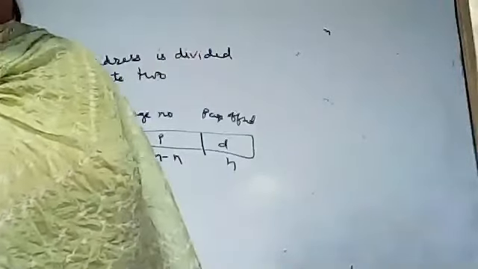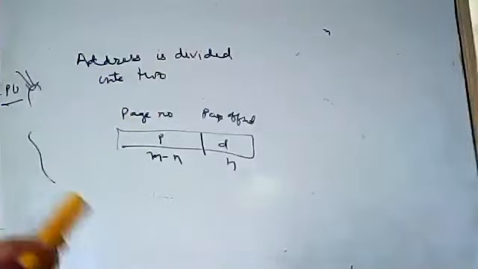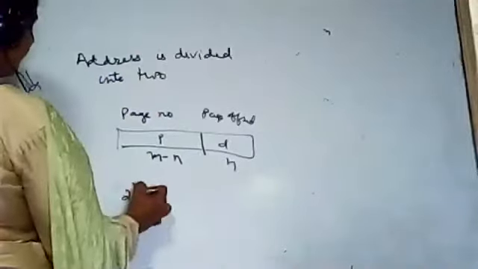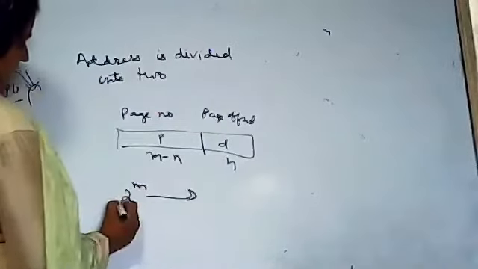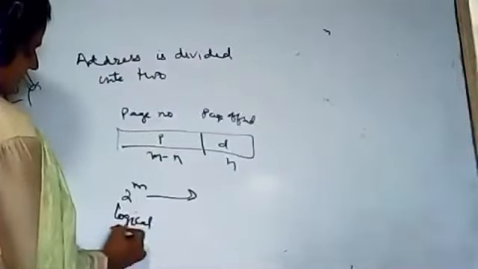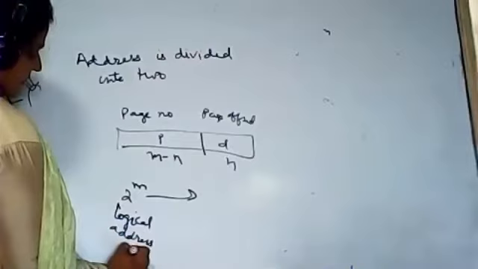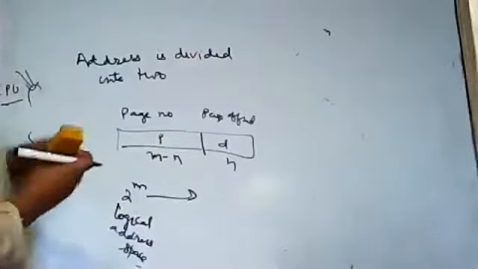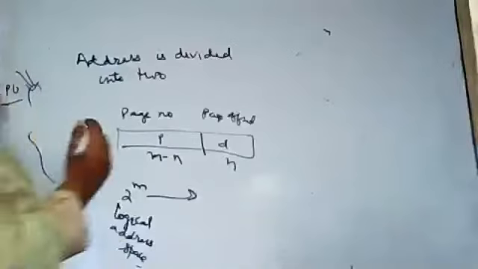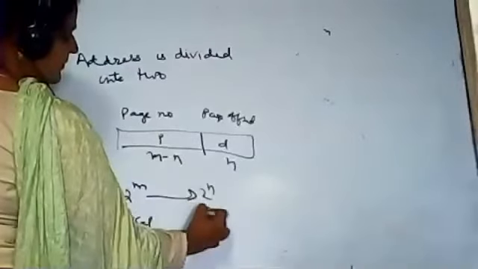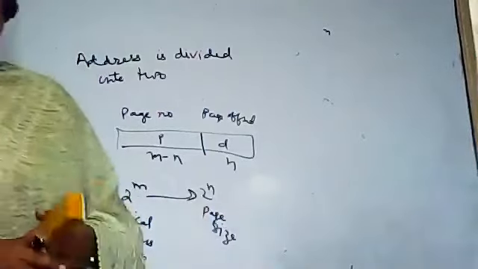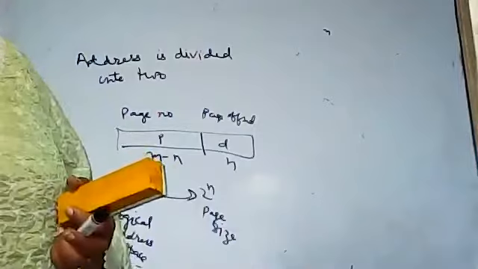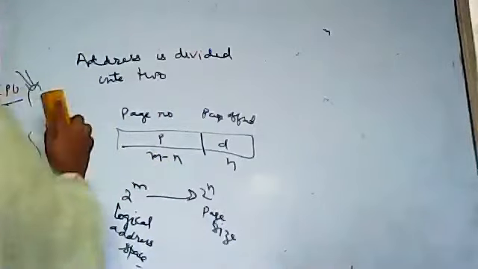So for a given logical address space of 2 to the power M, the page size will be 2 to the power N. The single page size will be in the form of 2 to the power N. So, how will the paging translation happen?